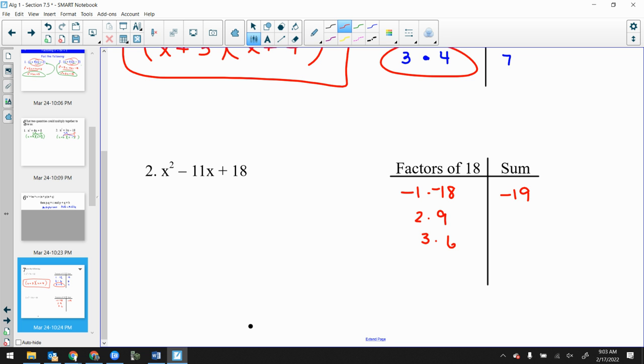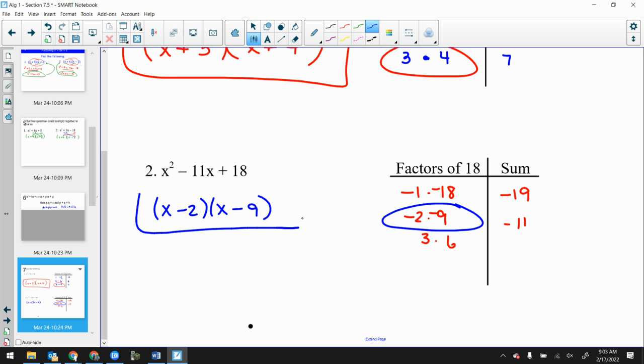Bummer. Okay. So let's put the negatives here. Negative 2 and negative 9. Does that work? Yeah. Negative 11. Bingo. Found them. So we go x minus 2, x minus 9. I don't even need to check the 3 and the 6. Don't even need to check it.